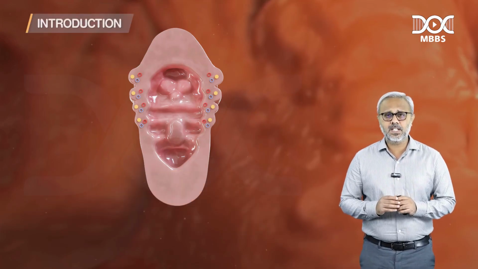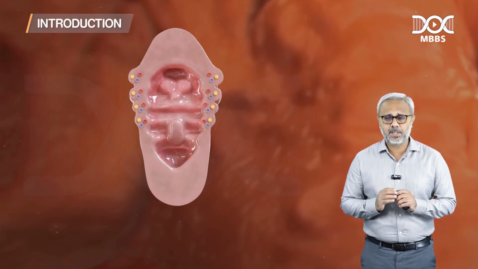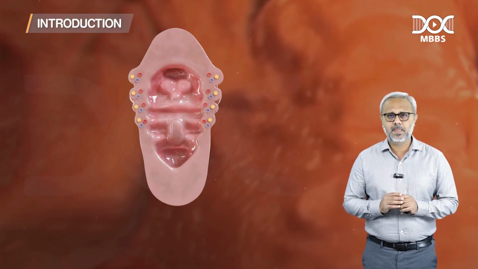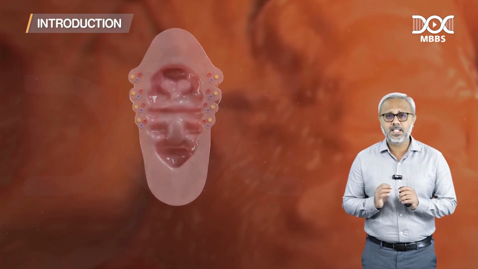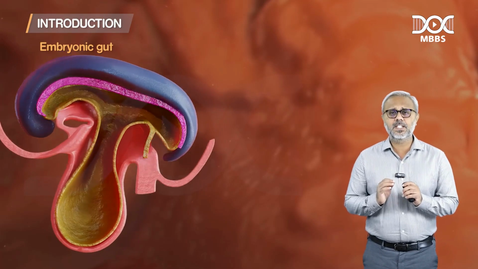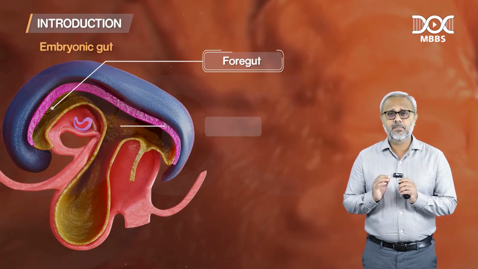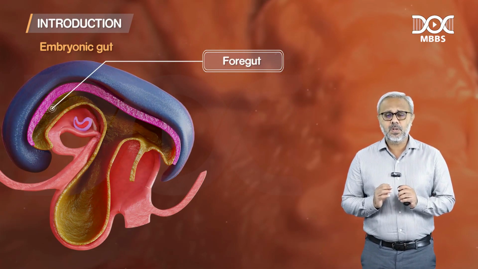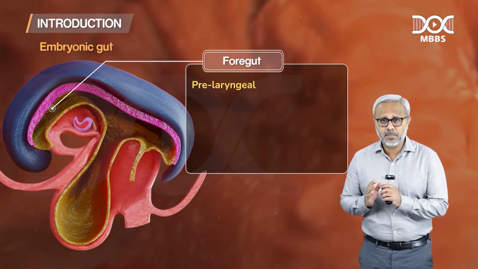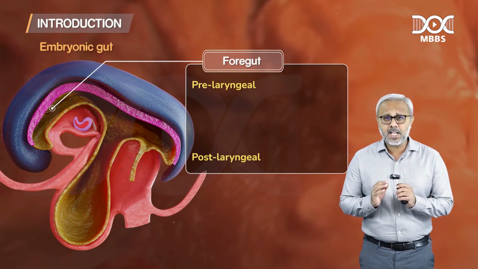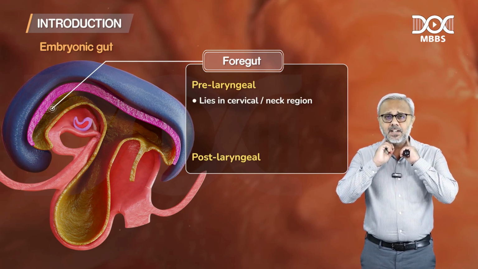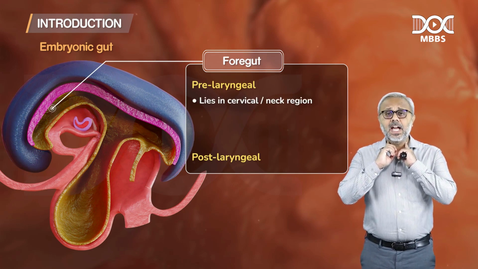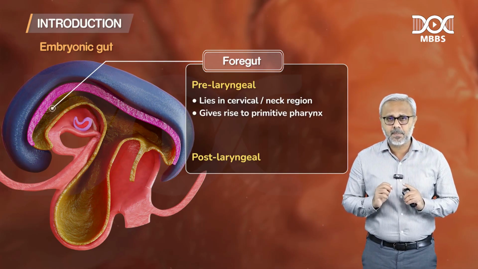First, we'll try to learn what exactly is pharyngeal apparatus, where exactly does it appear, and when does it appear. The developing embryo has the embryonic gut, which is divided into foregut, midgut and hindgut. The foregut is divided into prelaryngeal part and postlaryngeal part. The prelaryngeal part lies in the cervical region or the neck region and gives rise to primitive pharynx.